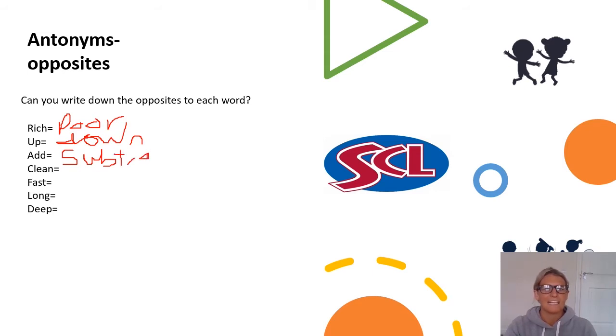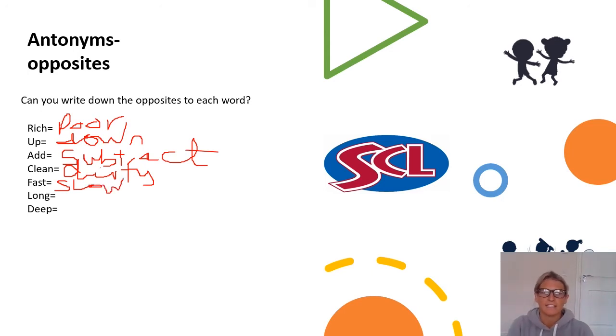Okay, if something was clean, what would be the opposite to clean? Yes, spot on. Well done. So dirty. We have clean and dirty. I'm so sorry that this is all over the place. I'm sure your writing is 10 times better than what you're seeing here. Okay, if you were to go really fast somewhere, what would be the opposite to fast? Yes, amazing work. Very good. Slow. That was a nice easy one. So give yourself a tick there if you got that correct. If not, not to worry. Just put the correct answer next to that.